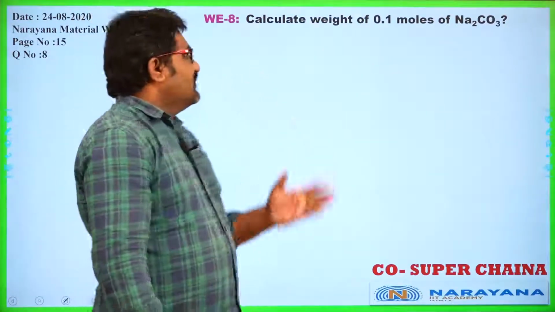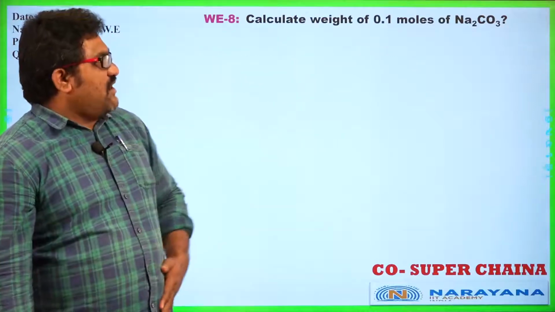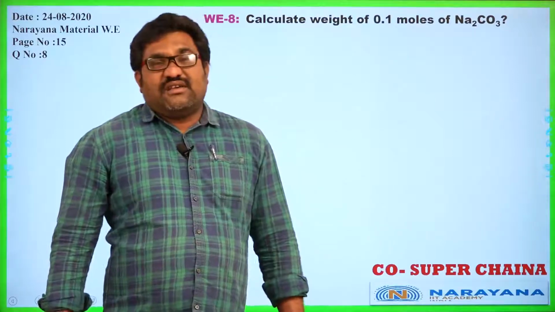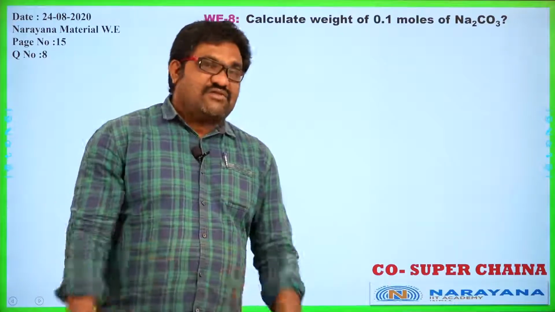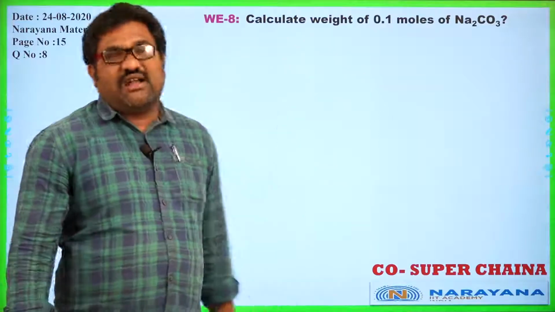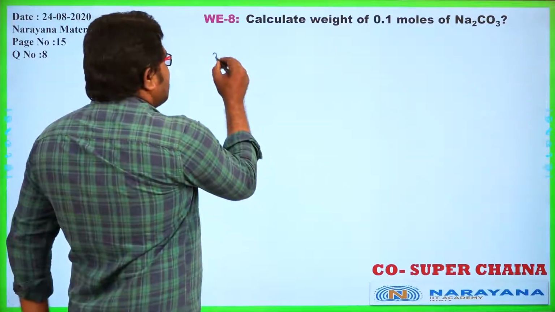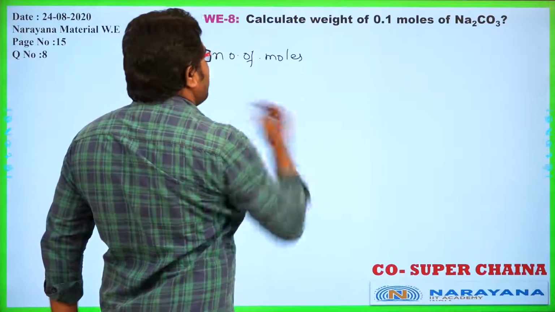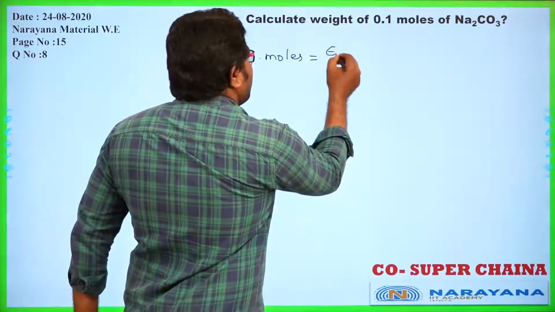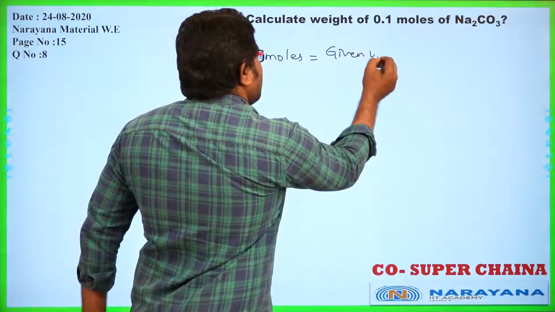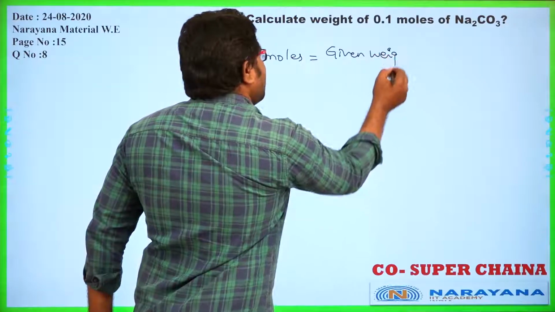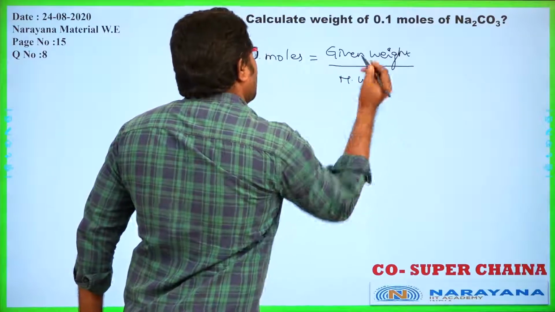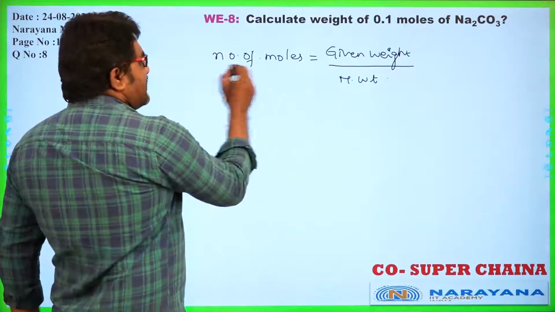Here: calculate the weight of 0.1 moles of Na2CO3. As in the previous problem, he has given the number of moles and asked about the weight, and we use the same formula for the number of moles. What is the formula we are using here? Number of moles is equal to given weight by gram molecular weight.